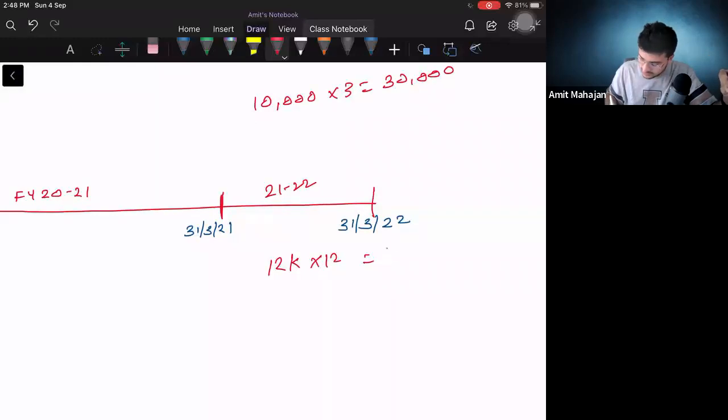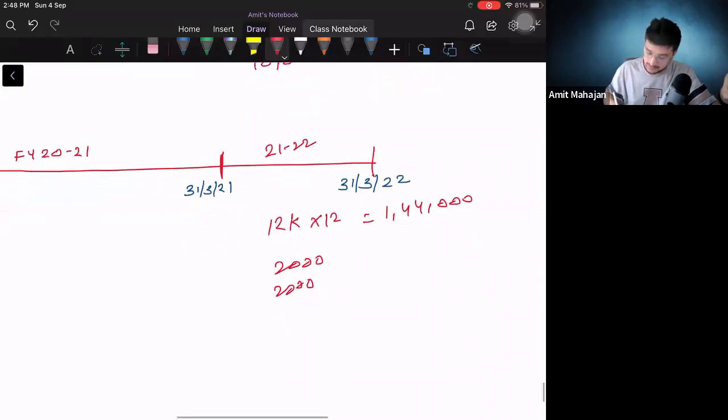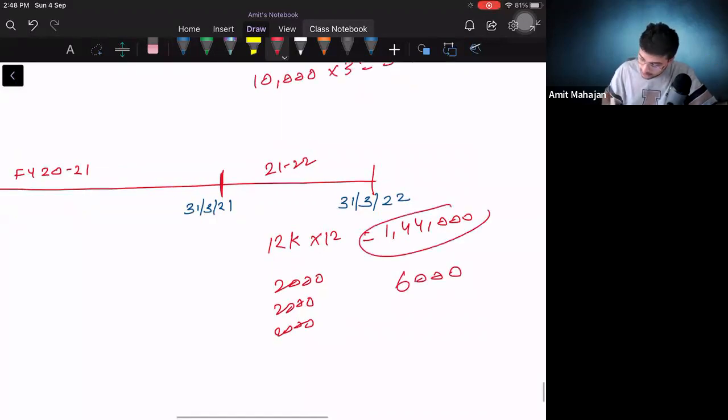12,000 into 12, which will be 1,44,000. We know the treatment of this, but the question comes, along with this 1,44,000, you will get 2,000 rupees for Jan, 2,000 rupees for Feb, and 2,000 rupees for March, because you retrospectively increase the rent. So can I say 6,000 भी add हो जाएंगे इसमें? We know the treatment of this, but what is the treatment of this? Will it be taxable in financial year 2021 or will it be taxable in the financial year 21-22?